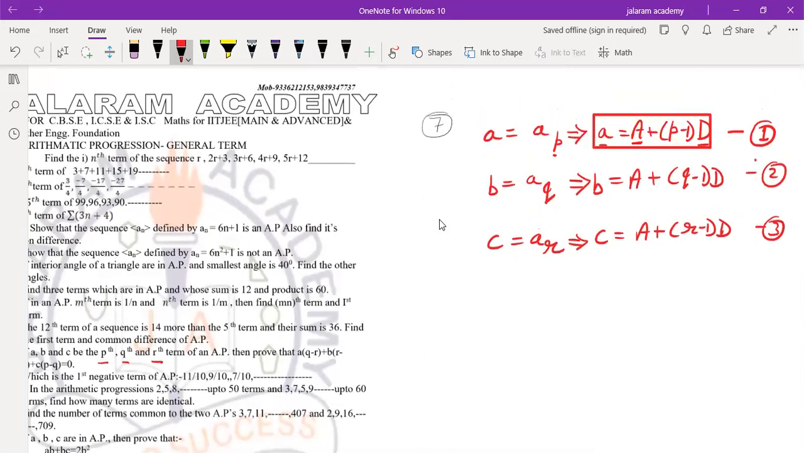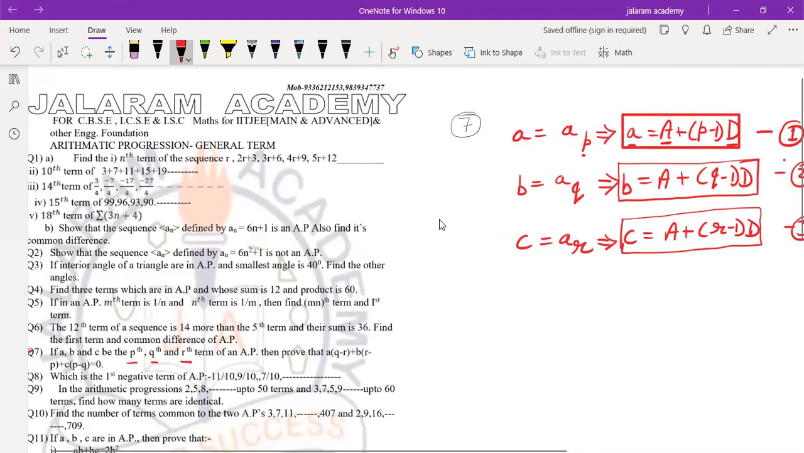First, second, and third, which we have to use in next discussion.